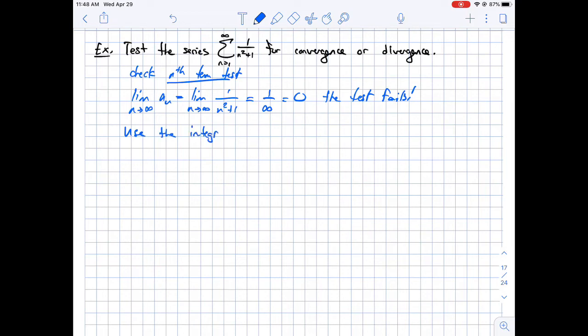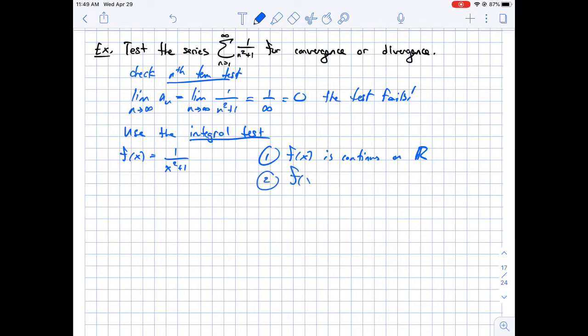Now for the integral test to work, we need to have that our function, and in this case the corresponding function would be 1 over x squared plus 1, satisfies three things. First off, it has to be continuous. So here f(x) is actually going to be continuous on all real numbers. This denominator is never 0. There's never any vertical asymptotes. It's continuous on R.